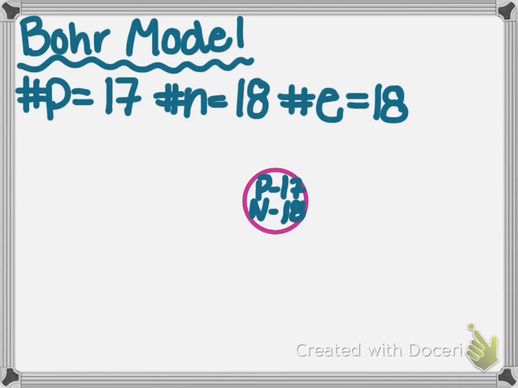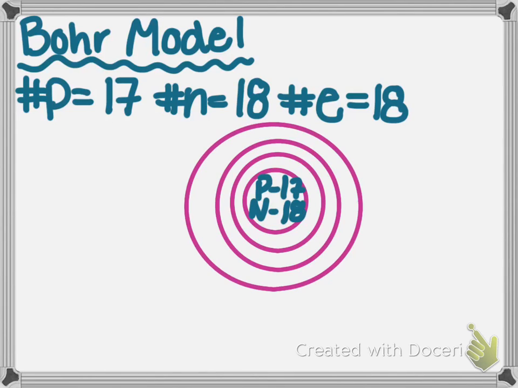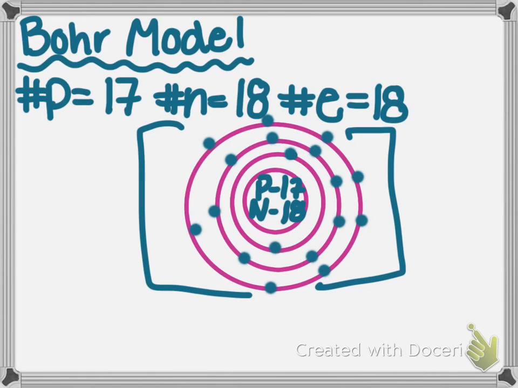Protons in the middle, 17, neutrons in the middle, 18. Draw all my shells, 2 in the first ring, 8 in the second ring, and because I have 18 now, I also have 8 in the third ring. Then I have to draw my brackets to show a charge. Your Bohr model will not be correct if you have a charge and you don't show it. So that's a -1 charge.